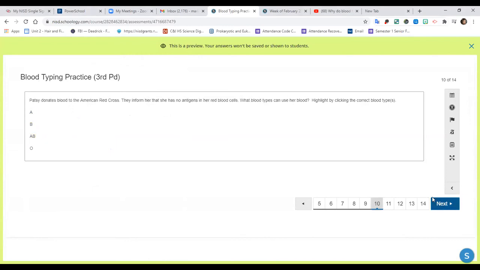Okay. Patsy donates blood to the American Red Cross. They inform her that she has no antigens in her red blood cells. What blood type can use her blood? What blood types can use her blood?